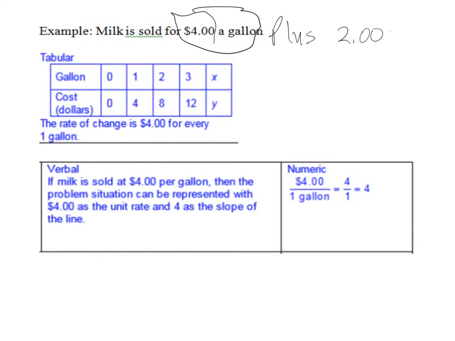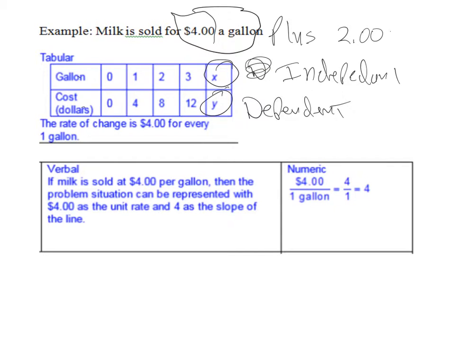But we can represent this in a tabular or table form by looking at gallons and cost, or gallons and money, and which one depends? Well, the actual cost depends on how many gallons you buy. So that means if this one is dependent on x, then x is the independent.